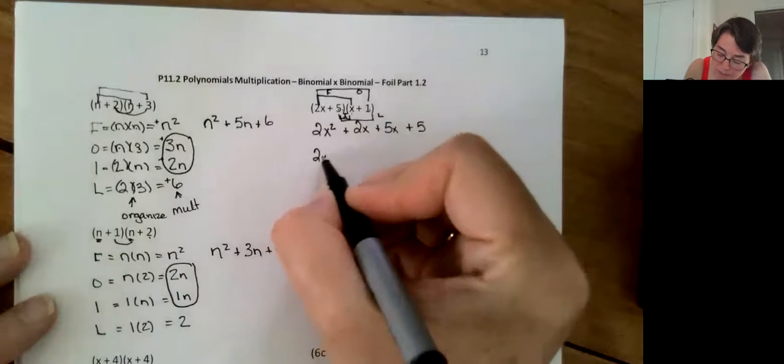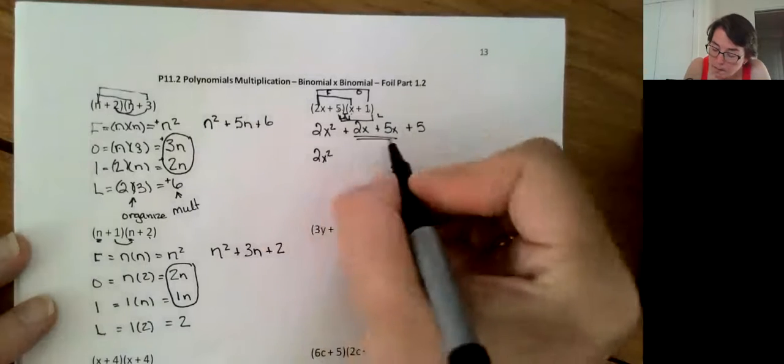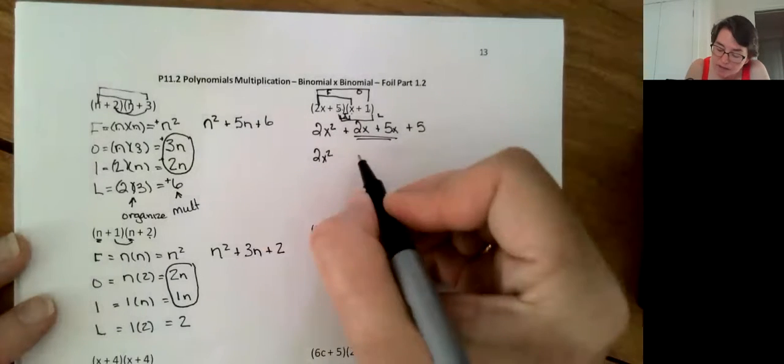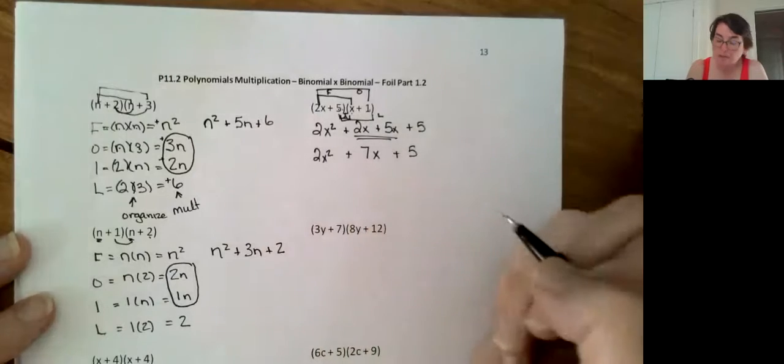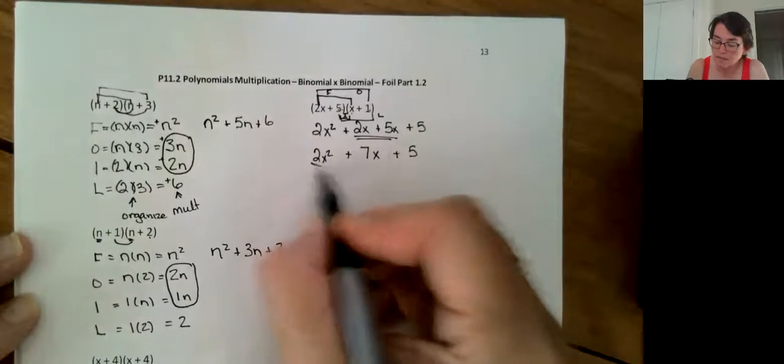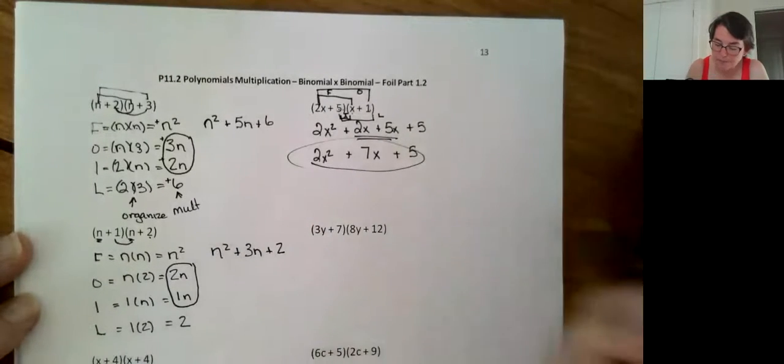We've got 2x squared. It's only x squared. My middle terms, 2x and 5x, is going to give me plus 7x plus 5. And there we go. I'll even circle it.